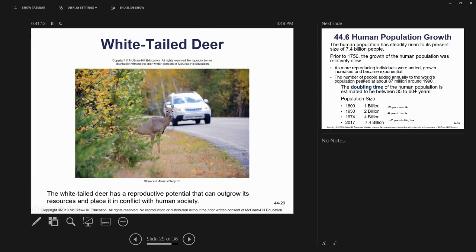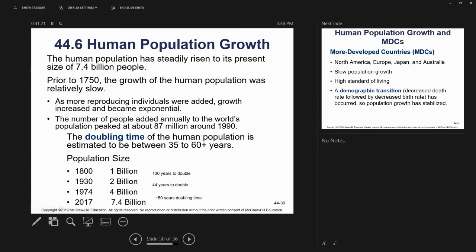There's a picture of a white-tailed deer. So you can read that case study in your textbook. The last portion of this chapter deals with population growth, with human population growth. Our population, human population, has steadily risen. We are now at about 7.4 billion. We reached 6 billion in the year 2000.